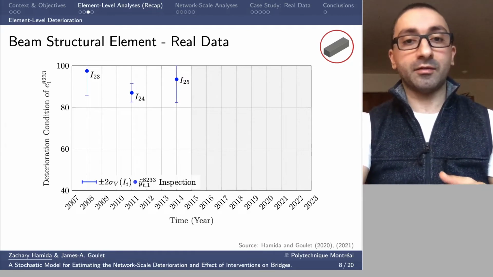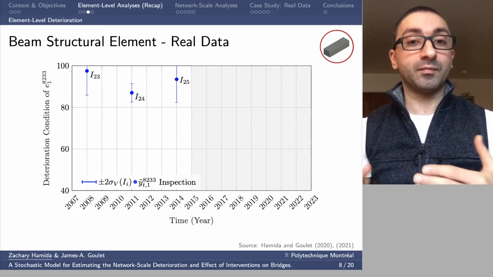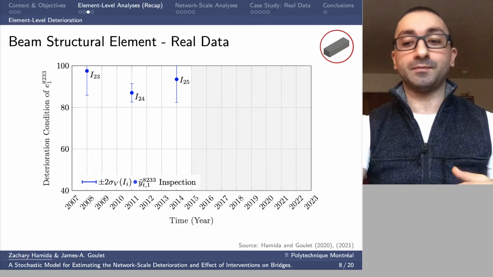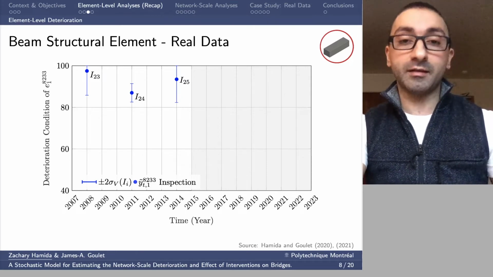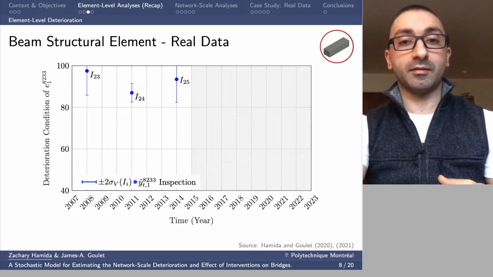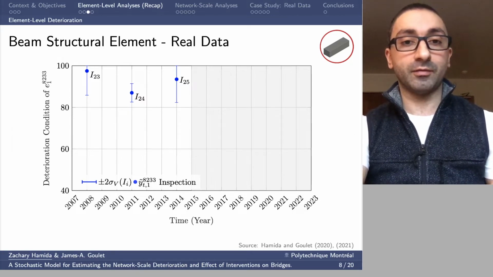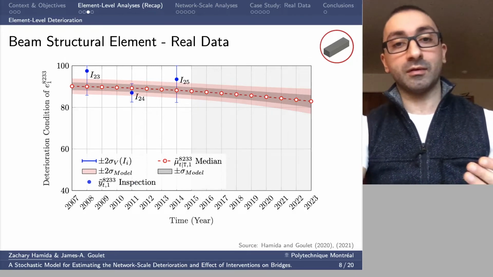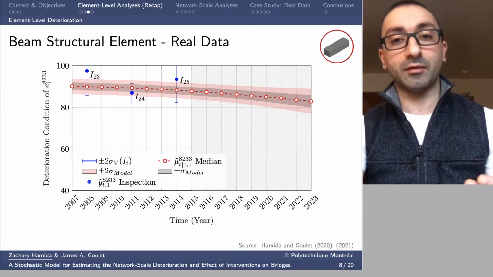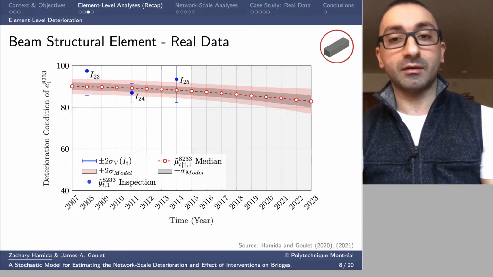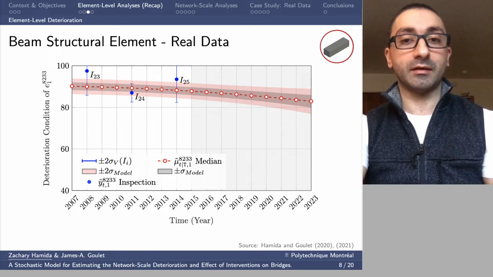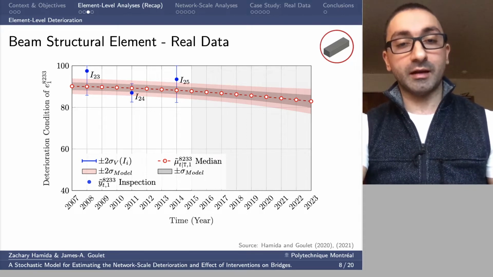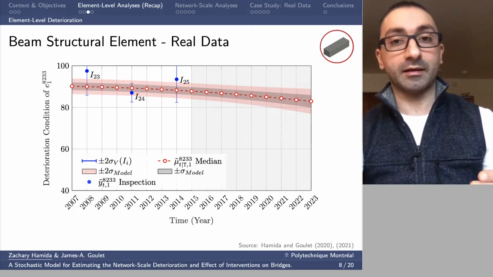So the uncertainty associated with each inspector has been estimated using the framework I've described earlier, using a procedure within that framework. These are the estimates obtained for the uncertainty of each inspector, and the deterioration condition estimate for this structural element is represented by the red dashed line, and the confidence interval around it is described by the red area for 1 standard deviation and 2 standard deviations. So this is in general how things look at the structural element level.